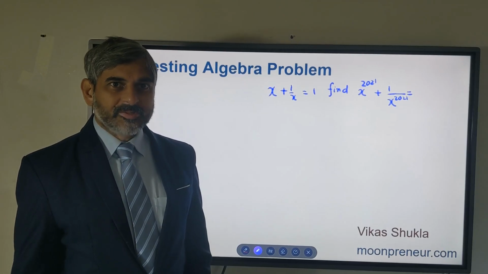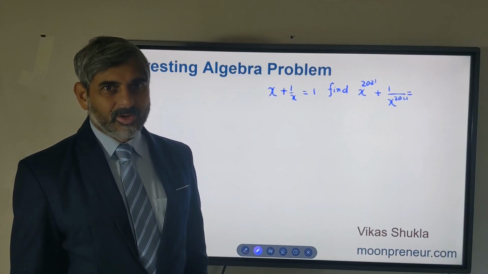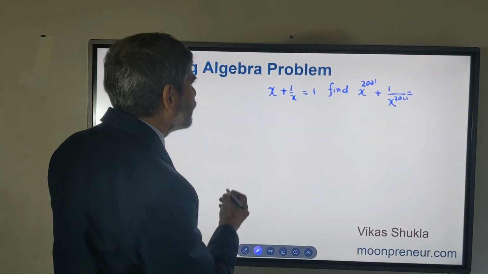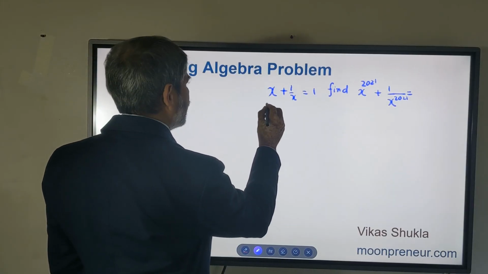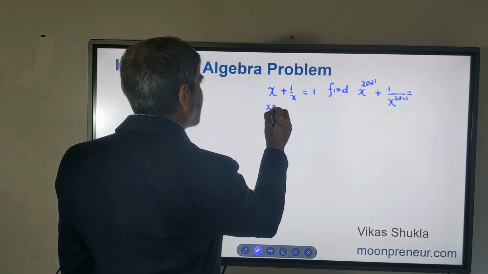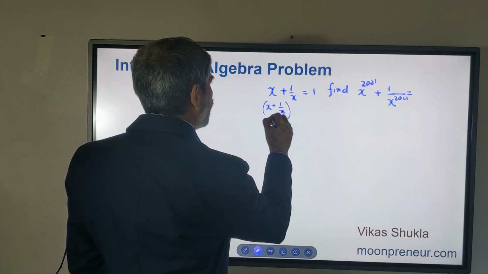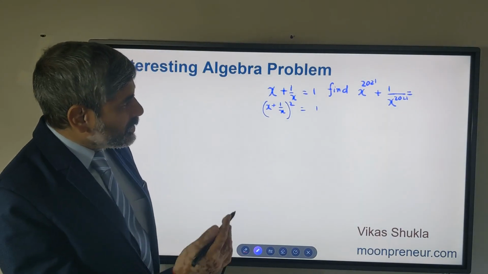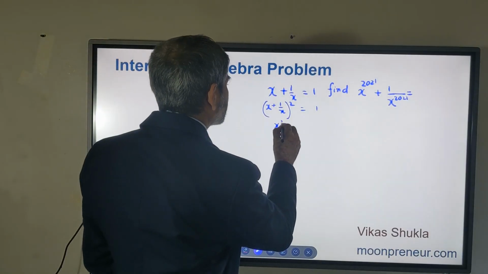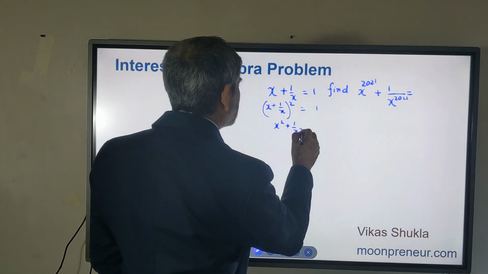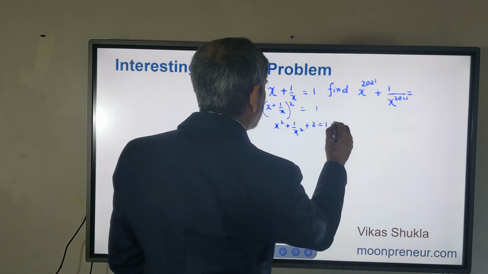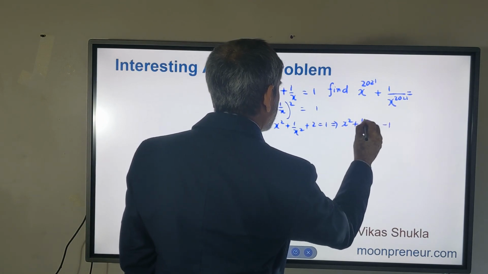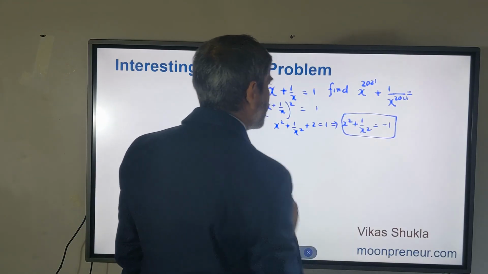This is an interesting problem, and let's see how we can solve it with ordinary mathematics. So let's say I start trying to solve it by squaring it, so you get (x + 1/x)² that is also going to be 1. And I want to see how far I can go, because this leads to x² + 1/x² + 2 = 1, and this will give x² + 1/x² = -1. That is one thing.